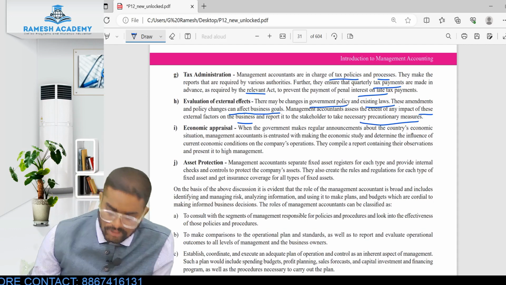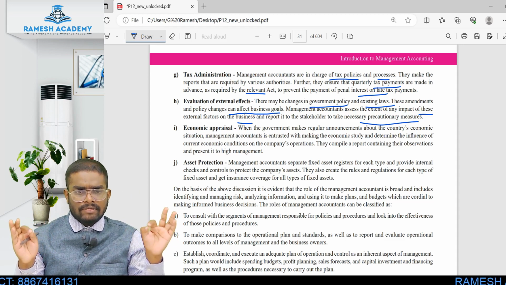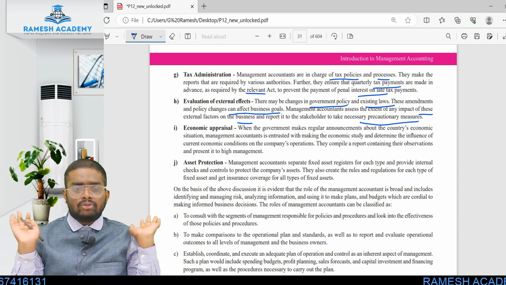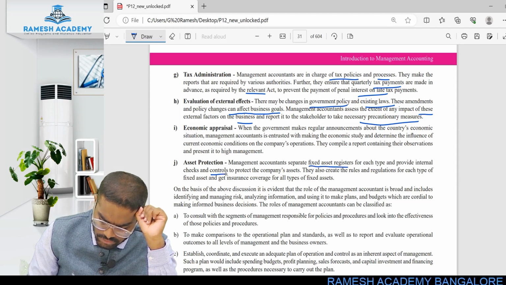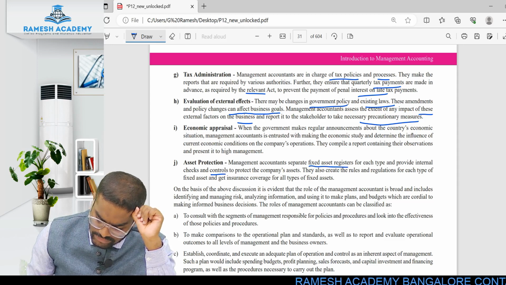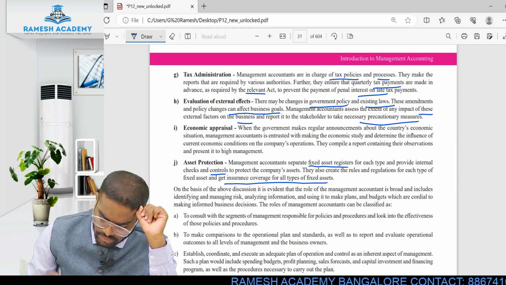Next we have asset protection. As discussed earlier, we have to protect our tangible and intangible assets for the smooth run of the business. Management accountants prepare a fixed asset register for each type and provide internal checks and controls to protect the company's assets. They also create rules and regulations for each type of fixed asset and get insurance coverage for all types.